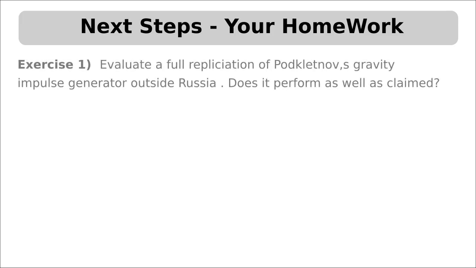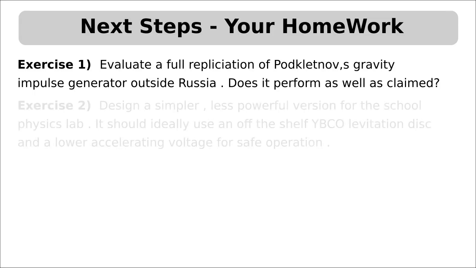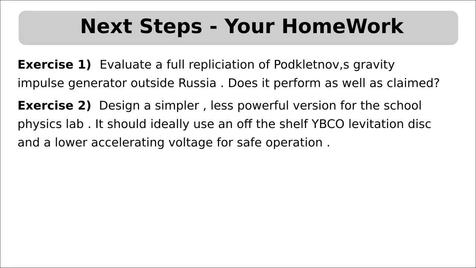Your first exercise is to produce a full replication of Pot-Kletnoff's impulse generator. This is not as difficult as it seems. The high voltage source is a Marx generator and is used in lightning test labs. If you can't borrow a Marx generator, you're required to make one this afternoon in school workshop and skip games. You're now required to design a cheaper and safer version for the school physics classroom.